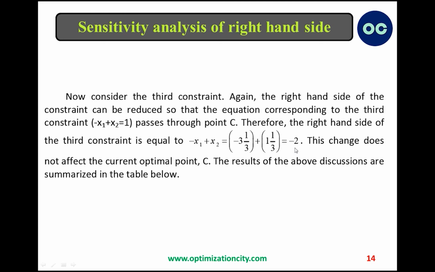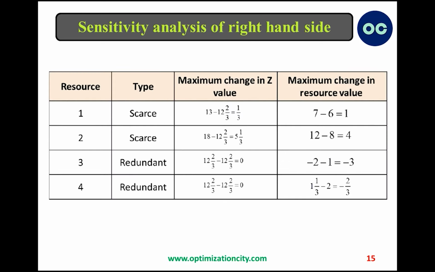This modification has no impact on the current optimal solution, which is point C. The findings from the preceding discussion for the 4 constraints are summarized in the table here. As you can see, we have 2 scarce constraints and 2 redundant constraints. You have the maximum change in the Z value and the maximum change in the right-hand side value in this resource.